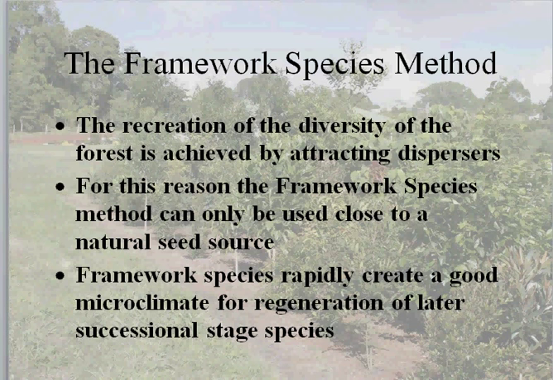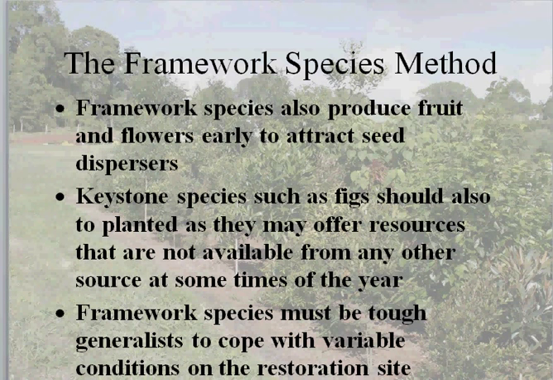So the framework species method is used to rapidly create a good microclimate for the regeneration of later successional stage species, and to reduce the amount of work, amount of money that needs to be spent in maintaining the restoration area after it has been planted. Framework species method is useful because these early successional stage species will reproduce fairly early.